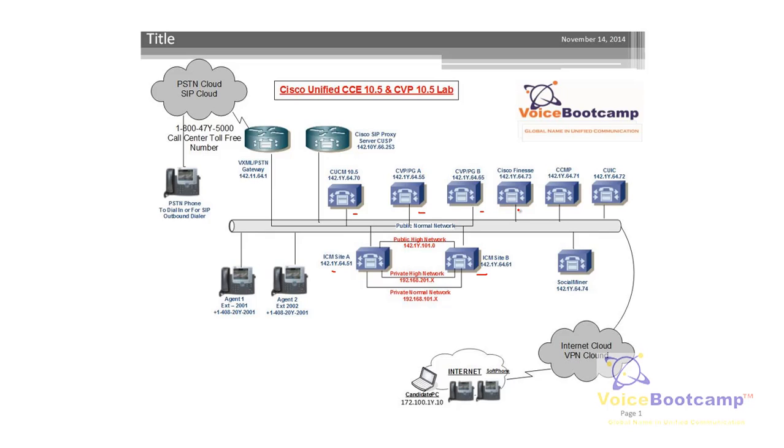We have Cisco FNAS for agents to use to log in and accept calls. We have CCMP, which is the management portal for managing the system. And then we have Cisco Unified IC, which is Intelligence Center, for reporting purposes. We have SocialMiner for email management. We have Cisco SIP proxy server, and then we have a Cisco router that is acting as a voice gateway, VXML gateway, as well as PSTN gateway.